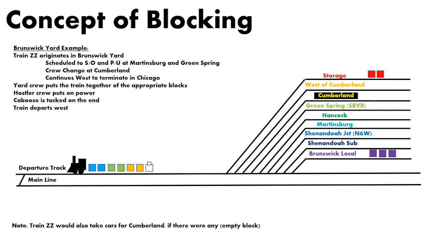This would be a mainline train, and it would stop along the way at Shenandoah Junction, Shenandoah Subdivision, and drop off cars. Okay. Let's say another train, Train ZZ, does the same thing, but it takes cars from Martinsburg and Green Spring, and it continues west and it terminates in Chicago. So it's going beyond Cumberland, so it will take the cars straight through Cumberland to points beyond. So that leaves 2 types of cars that are for a local and cars for storage.